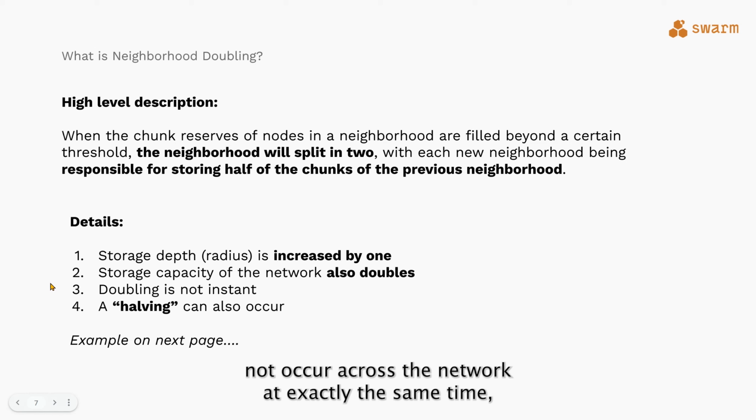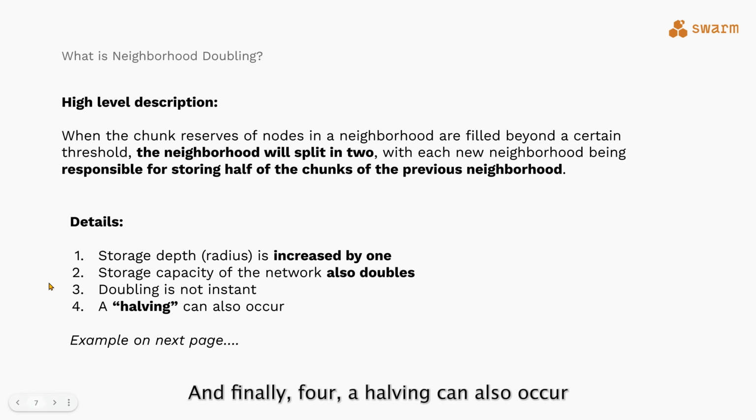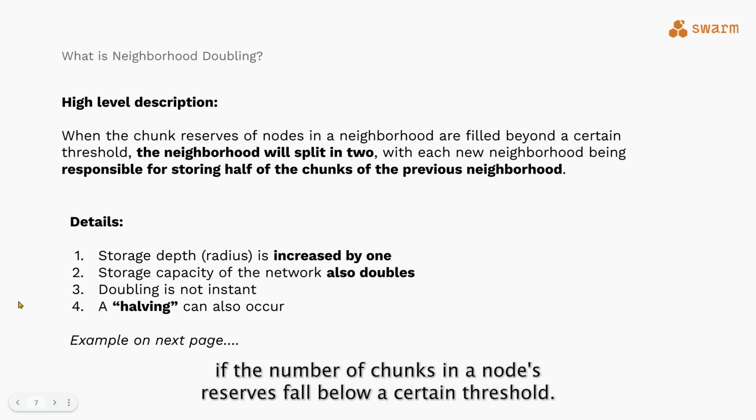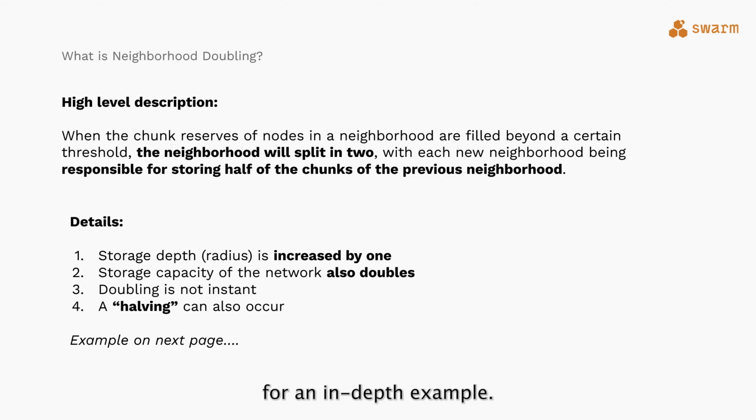The doubling will not occur across the network at exactly the same time, as different neighborhoods will fill with chunks at slightly different times. And finally, 4. A halving can also occur if the number of chunks in a node's reserves fall below a certain threshold. With all these details in mind, let's take a look at the next slide for an in-depth example.